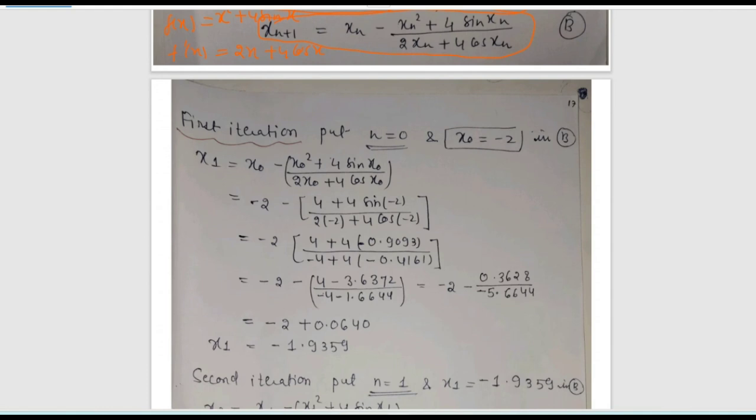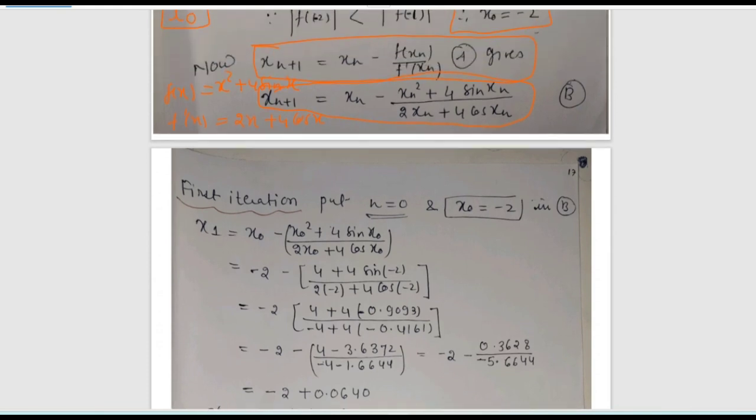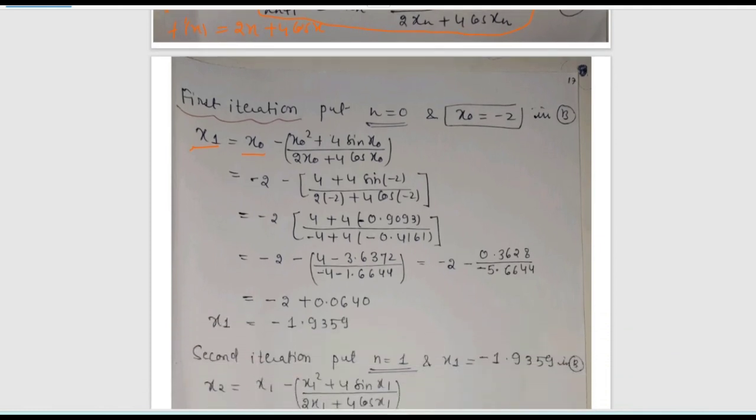Now, start the first iteration. In the formula, we will substitute n equals 0, because you are going to find the first iterative value. So if I put n equals 0, we'll get x1 here, and this is becoming x0. And for this, we'll write x0 square plus 4 sine x0 upon 2x0 plus 4 cos x0. The value of x0 is minus 2. So putting this value, this is 4 sine of minus 2, this is 2 of minus 2, 4 cos minus 2. Now calculate by changing your calculator mode into radian, and you get this result.